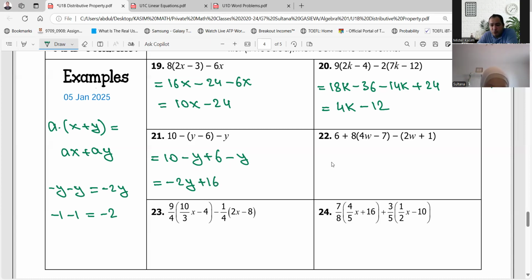Okay, now in 22, first, do we have parentheses here? Yes. First, we have to open all parentheses. So I have 6 here, plus in front of this parenthesis, I have 8. So that means that I need to multiply each term in the parentheses by 8. What is 8 times 4w? So it's 32w. And what is 8 times -7? -56.